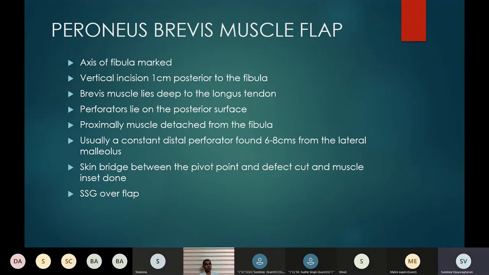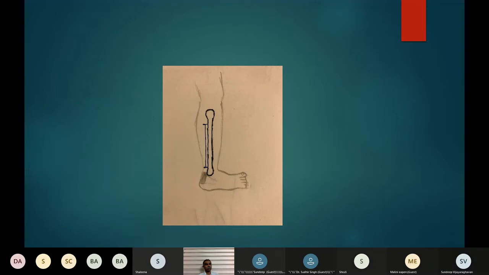While raising the flap, the superficial peroneal nerve should be taken care of, and the muscle is raised from the fibula in a proximal to distal manner. The most constant perforator would be approximately 6 to 8 centimeters from the lateral malleolus. So I would raise it up to there, and then rotate it from that point. I would make an incision for the connecting bridge between the muscle flap and the defect, so that I can insert the muscle into the defect, and put a skin graft over the muscle flap.